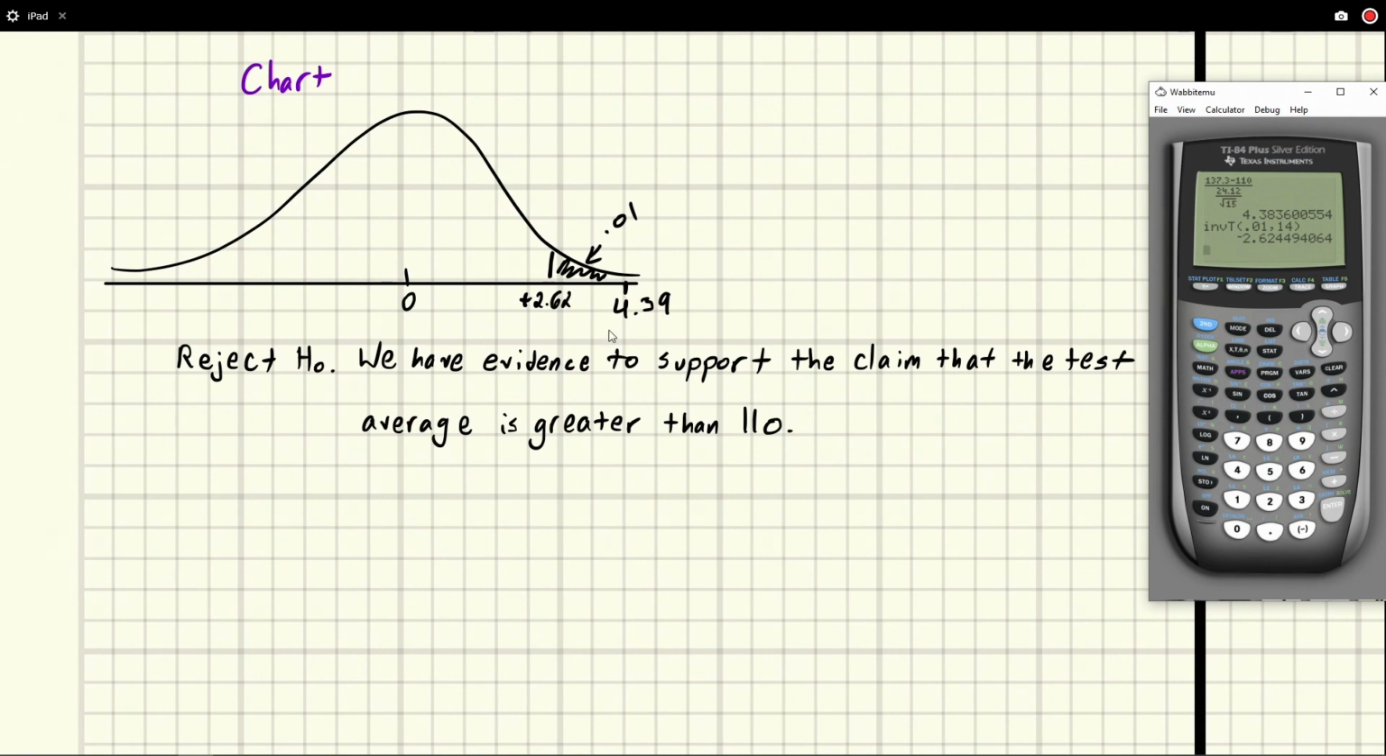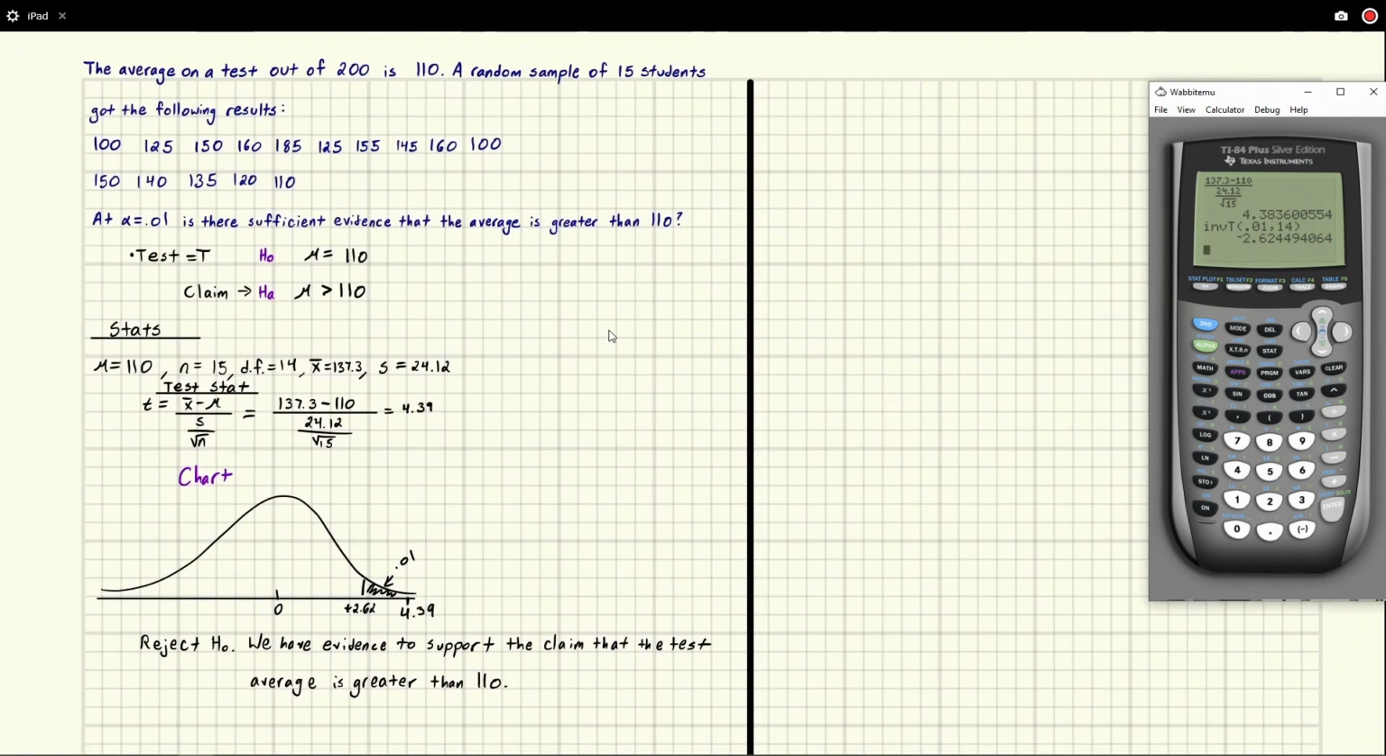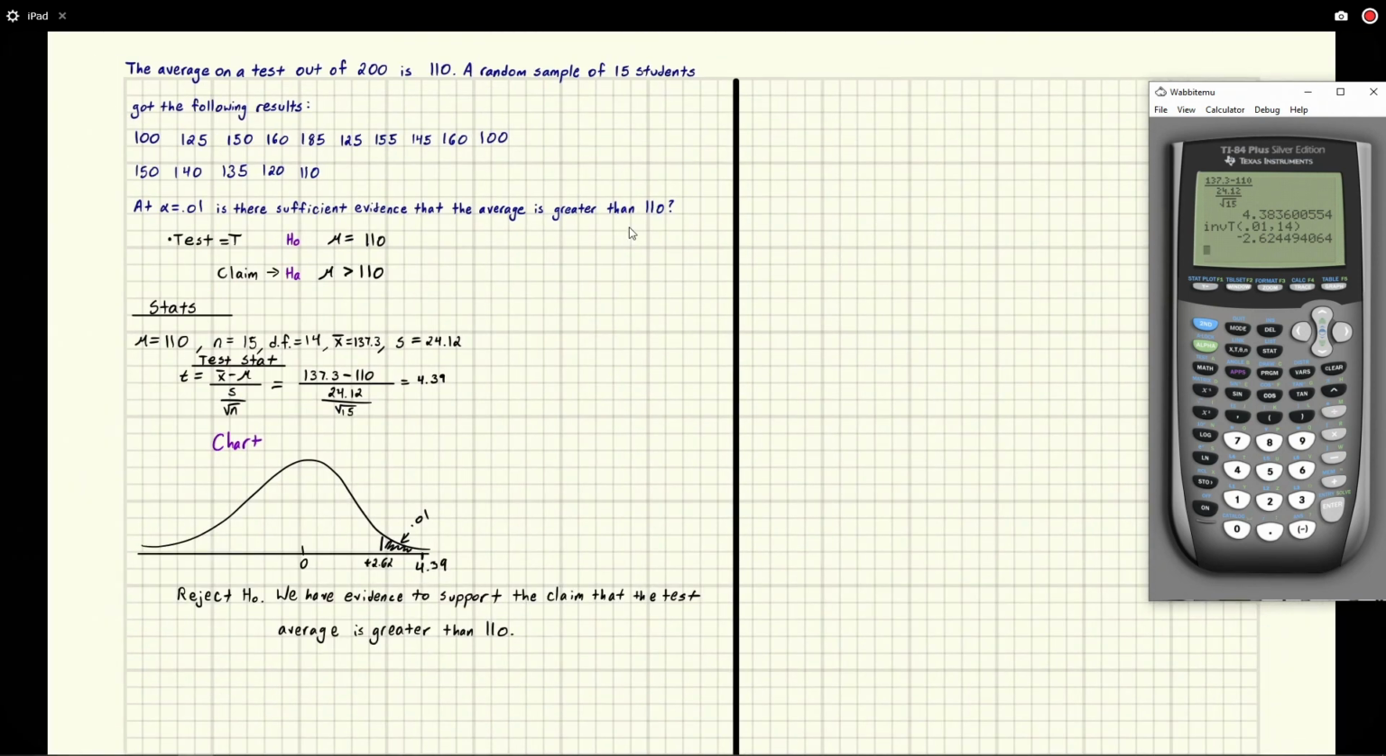So that's how you do a question like this. A couple different ways of doing it. You saw a few ways to check your answer.